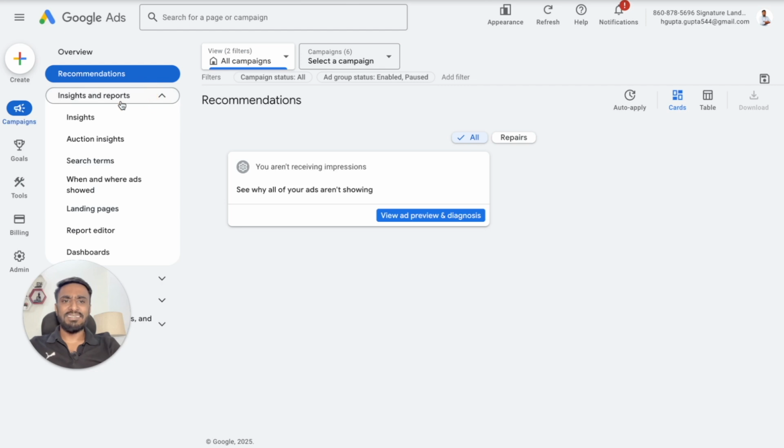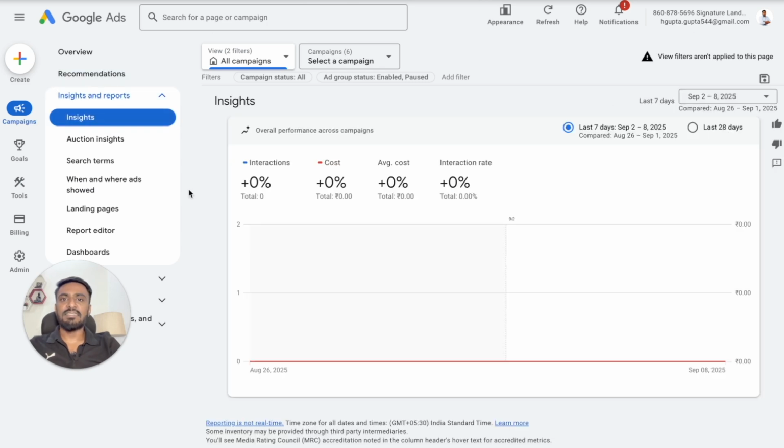Then we have insights and reports. Compared to the account which we just saw, which was empty, here if we go to insights and reports, the first thing is insights. Insights will generally help us know the information related to the market, how the market is performing and how your campaign is actually performing across the market. Initially it will show all the data, which is nothing but your interactions, cost, average cost, interaction rate, which is nothing but your clicks, and click-through rate, which is generally similar to what you see in the overview tab.